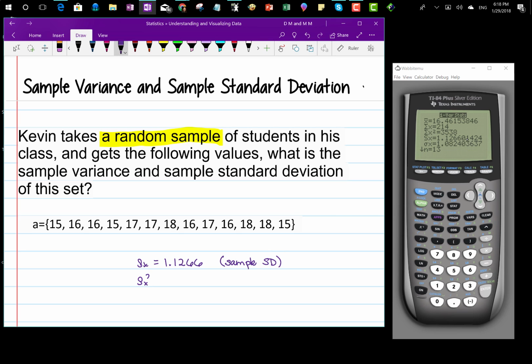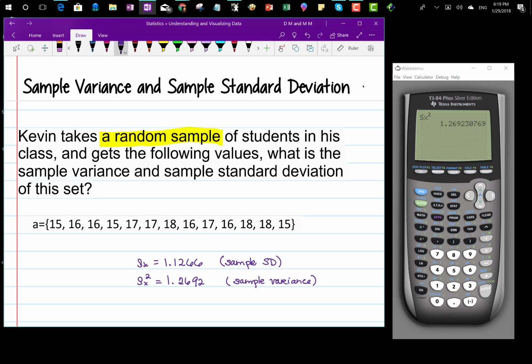That would be S sub x squared. To get that, I'm going to press vars, and I'm going to choose number 5, statistics, and then number 3, which is S sub x, and now I'm going to square it, and then press enter. And so my sample variance is 1.2692. So our sample standard deviation is 1.1266 and our sample variance is 1.2692.